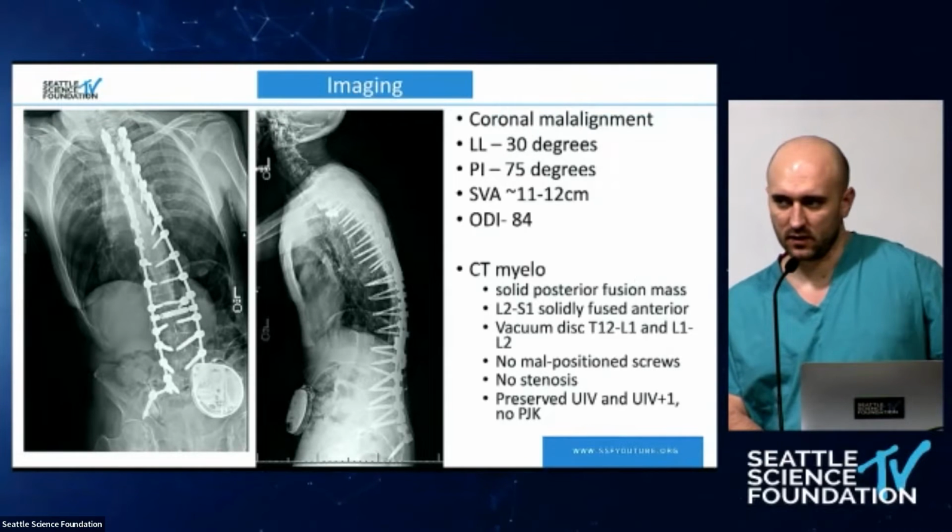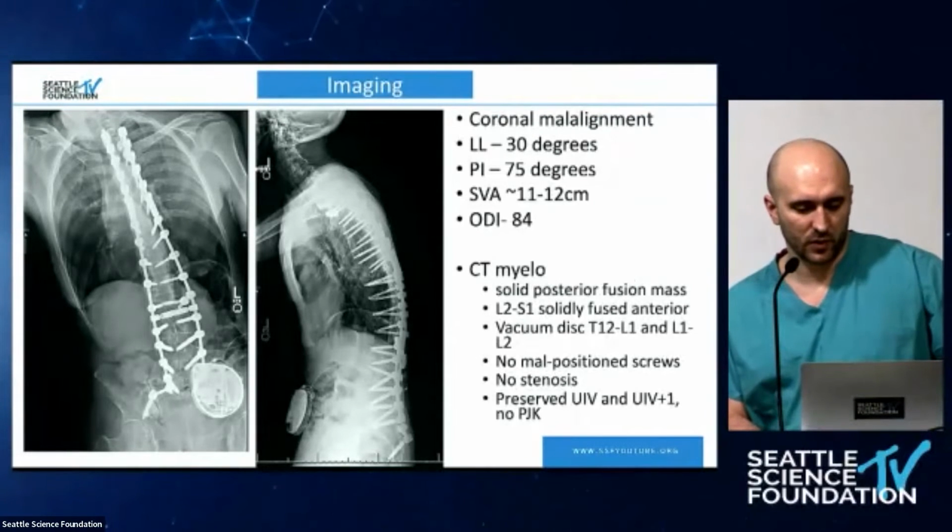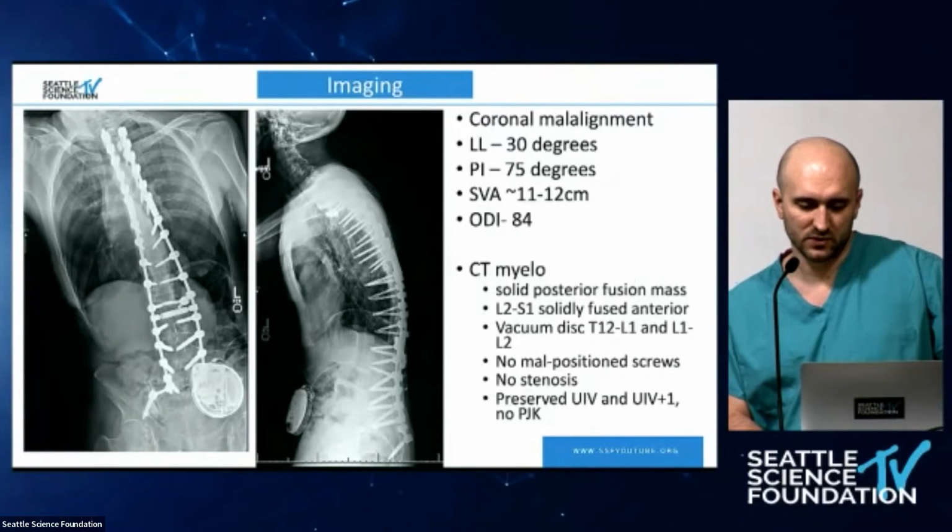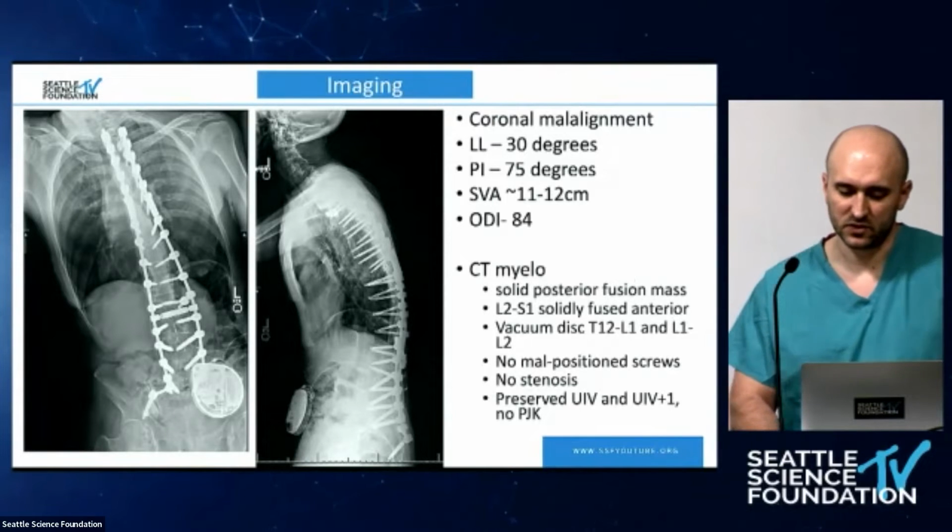Here you can see their coronal malalignment leaning off to the right side, lumbar lordosis of 30 degrees with a PI of 75 and an SVA of around 11 to 12 centimeters.